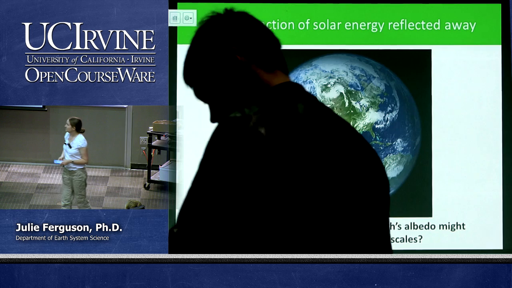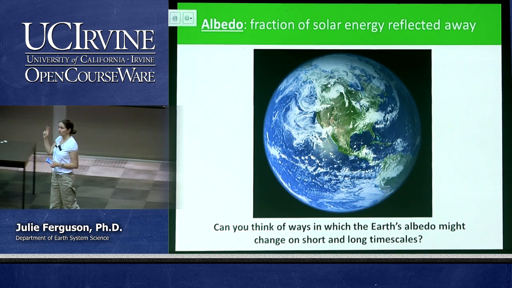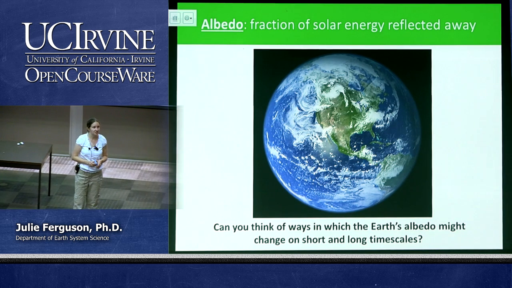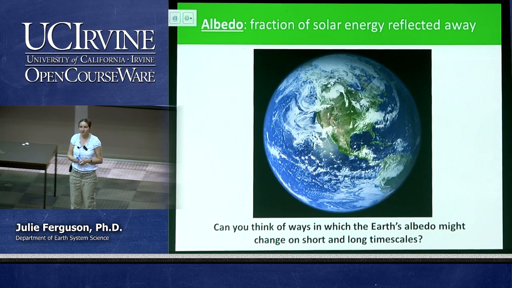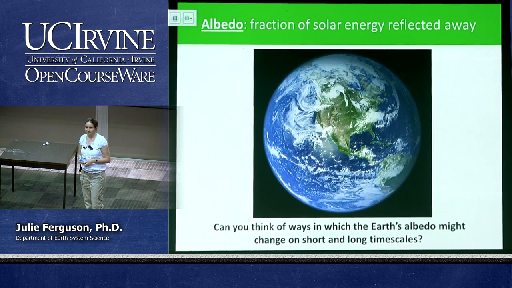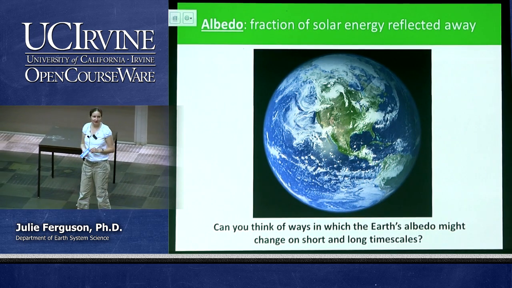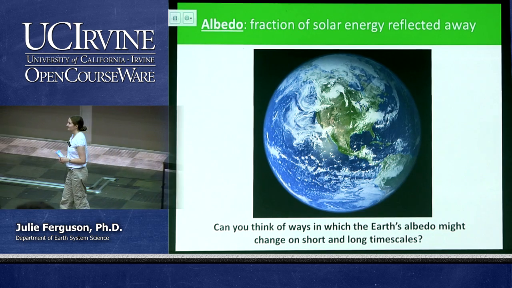So can you think of any ways, I want you to think of one short term, one long term, way in which Earth's albedo might change. How might we change the amount of radiation we're reflecting straight back to space? How about on a day-to-day time scale? What do you think we might change on Earth's surface? Yeah?